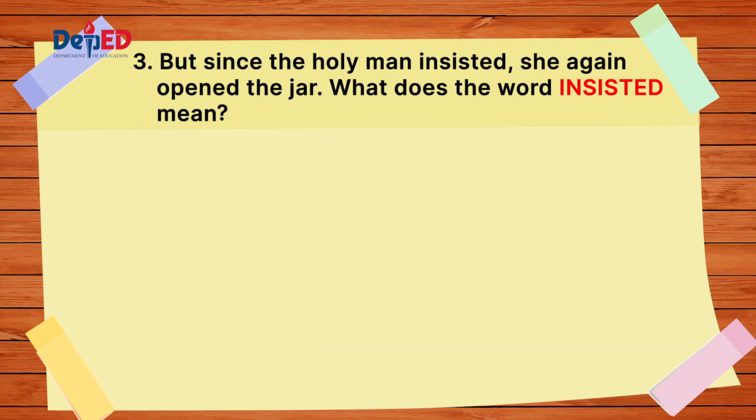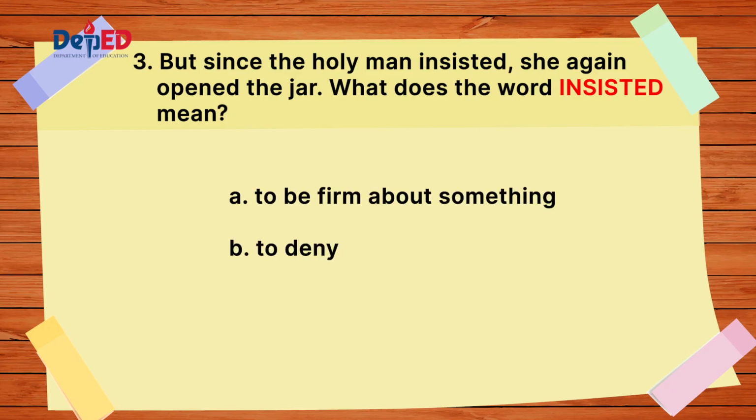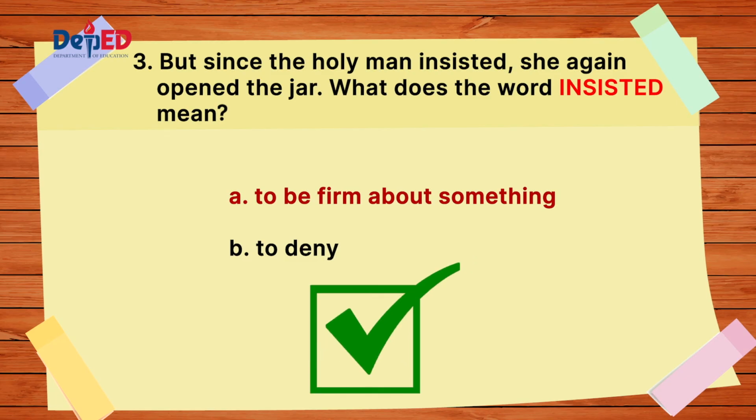Number 3. But since the holy man insisted, she again opened the jar. What does the word insisted mean? A. To be firm about something. B. To deny. Very good! The answer is still letter A. To be firm about something.